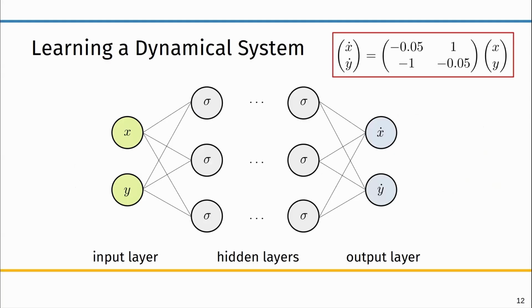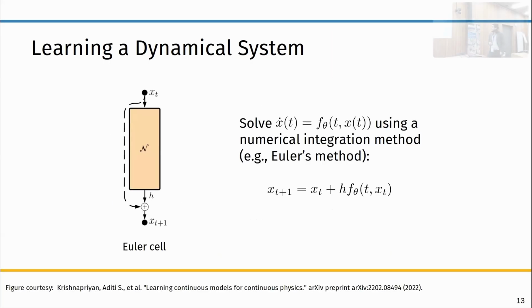Our neural network uses as input X and Y. That's the input layer. It has a number of hidden layers with activation functions that may differ depending on the application you consider. And as an output, we get X dot and Y dot. X dot and Y dot is simply the rate of change, right? We input the system state and we get as a return the rate of change of our system state.